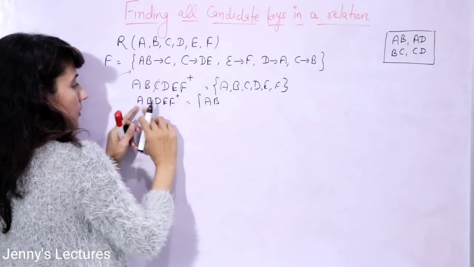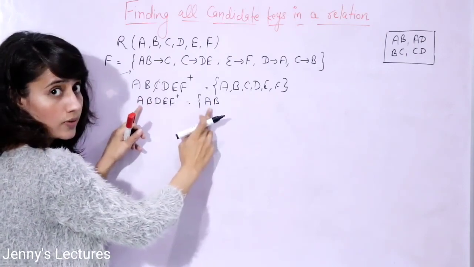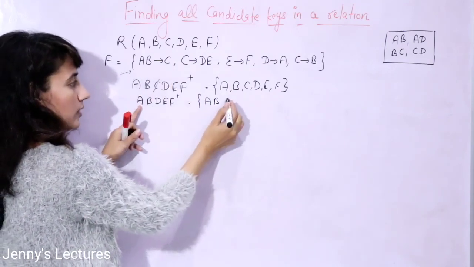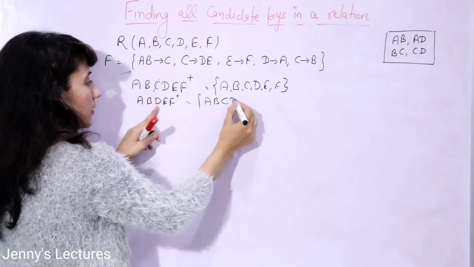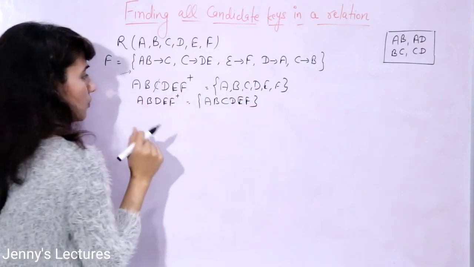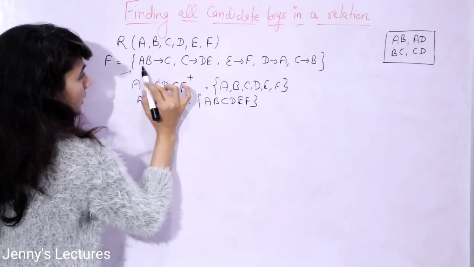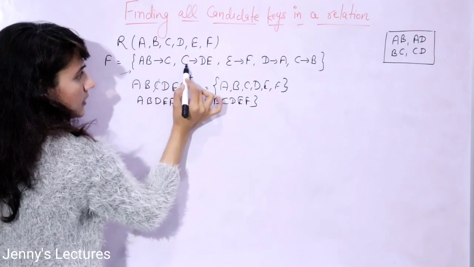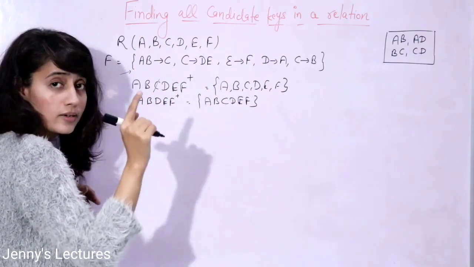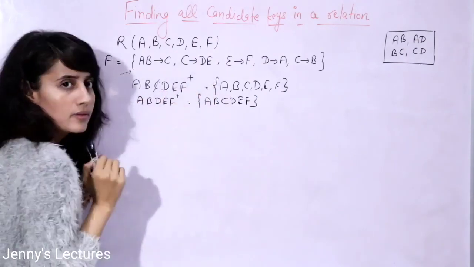See, AB definitely determines itself because of the reflexivity property, and AB determines C. Do you have AB? Yes, so it can determine C, and these can determine themselves. So this is also a super key. Now check which attribute you can discard now. See, AB can determine C and C determines DE. So because of the transitivity property, AB can determine DE.